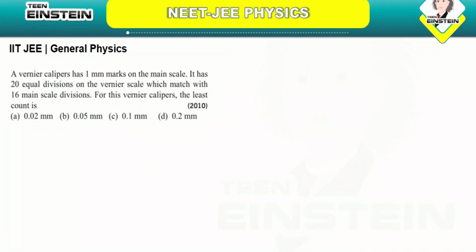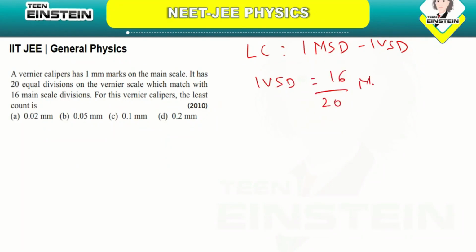So again here, the least count of vernier calipers is given by 1 main scale division minus 1 vernier scale division, or the smallest division on the main scale divided by the number of divisions on the vernier scale. So here the 20 divisions of vernier scale is equal to 16 divisions of main scale. So 1 vernier scale division is equal to 16 by 20 main scale division. If you solve this, you will be getting it as 0.8 mm.